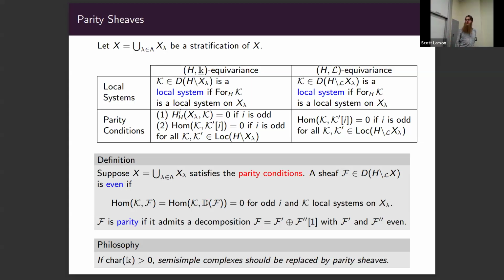And there's a general philosophy that was developed probably around 2016, which is that a lot of times you have these semi-simple complexes that appear in characteristic zero representation theory. And what you want to do in positive characteristic is replace these with the so-called parity sheaves.